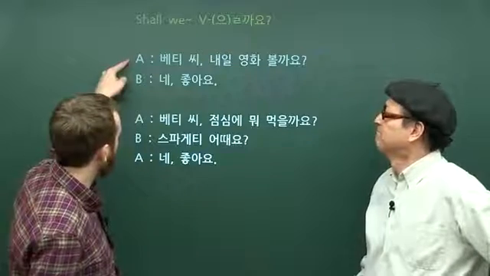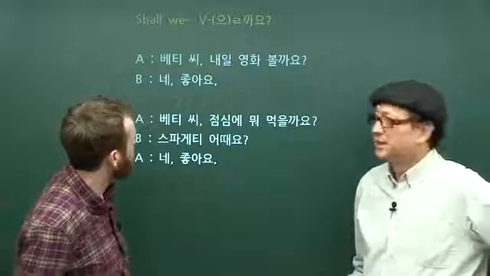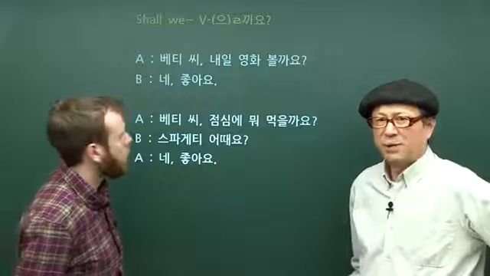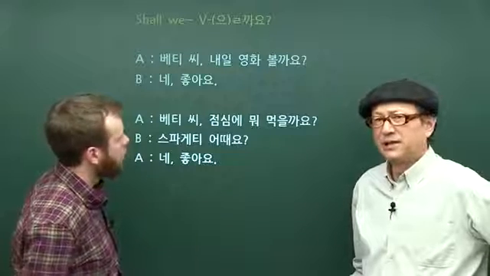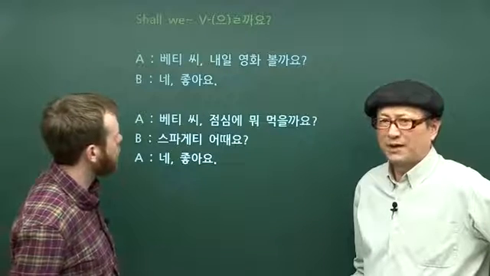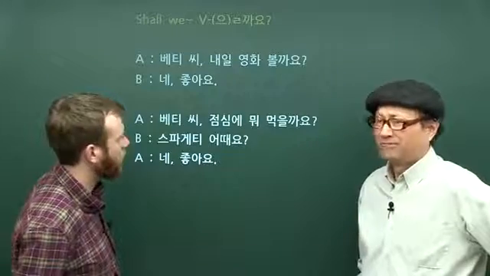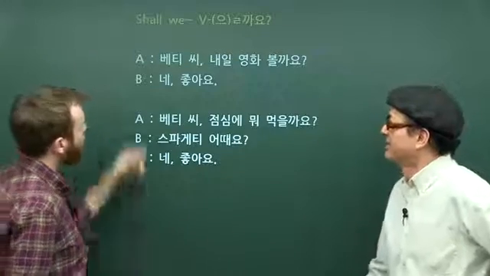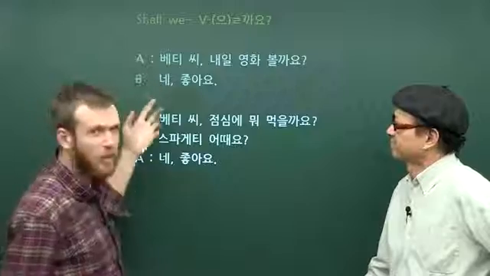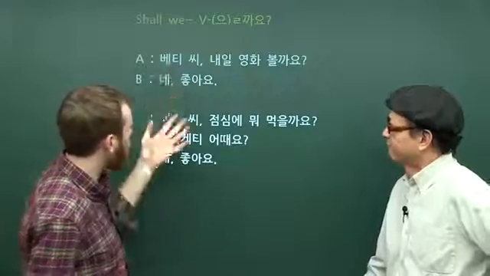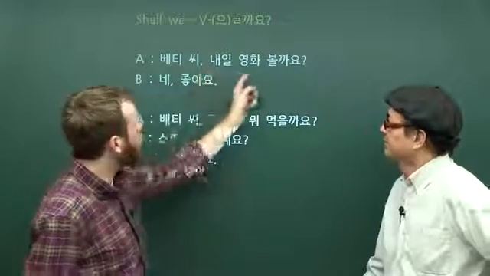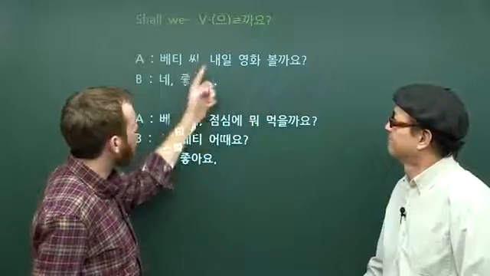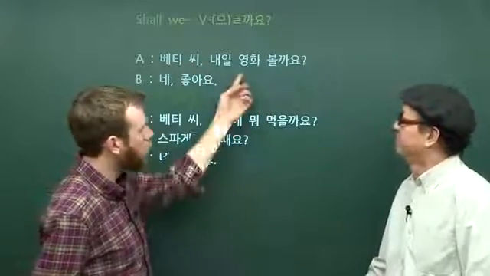So A says, 베티 씨, 내일 영화 볼까요? 네, 좋아요. Good. Okay, so in this case, the suggestion is: I'm asking Betty. 베티 씨, 내일 영화 볼까요? Betty, shall we see a movie tomorrow?